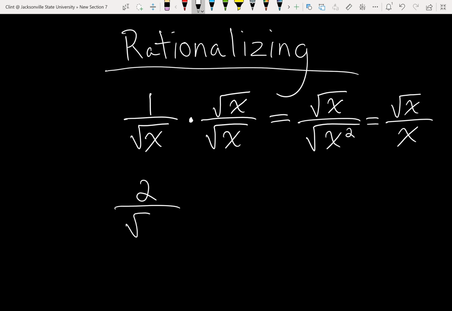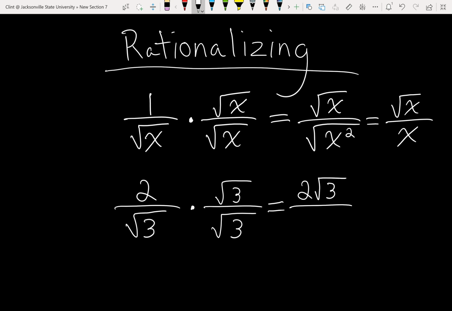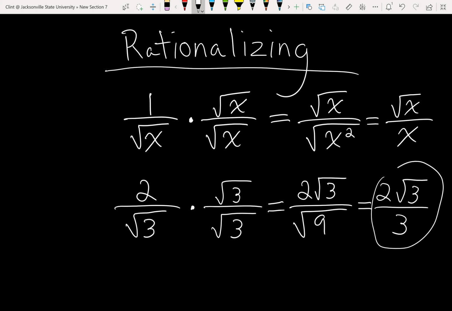Okay. And you can do the same thing with numbers, so put a 2 on the top this time. So how about 2 over square root of 3? So we'll multiply by square root of 3 over square root of 3. On top, the way you do that multiplication is you treat this radical like a variable, so we'll have 2 square root of 3. In the bottom, we'll have square root of 3 times 3, which is 9. And the square root of 9, that's a perfect square, so 2 over square root of 3 is the same thing as 2 root 3 over 3.